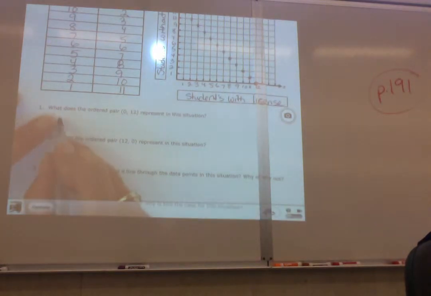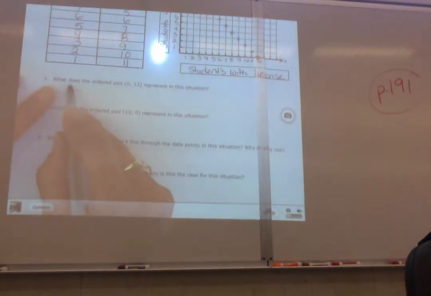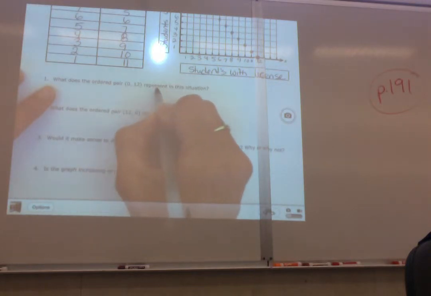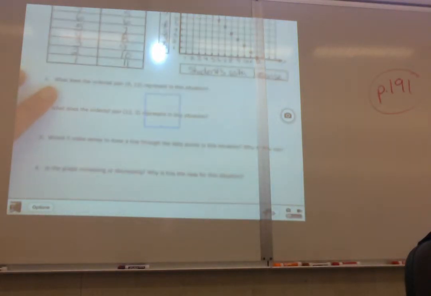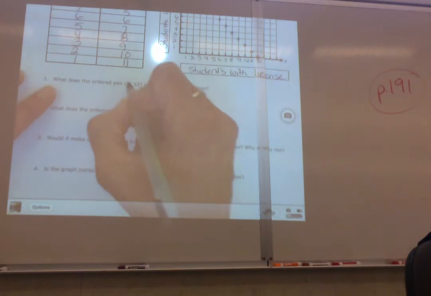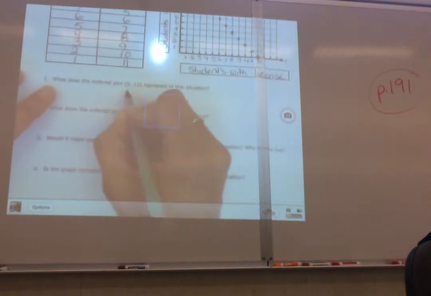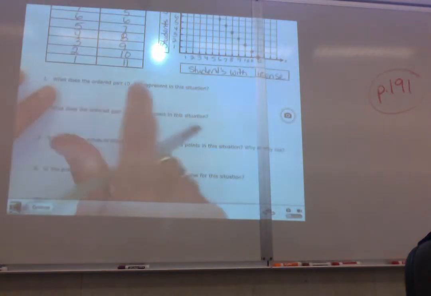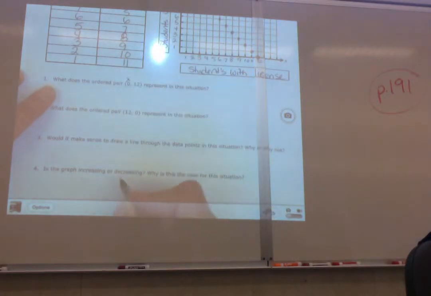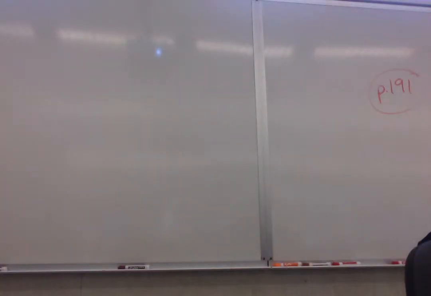Okay? Number 1. What does the ordered pair 0, 12 represent in this situation? Again, the first column is the x, and the second column is the y. What do we title those two columns? This 0, what does that tell us? Okay.